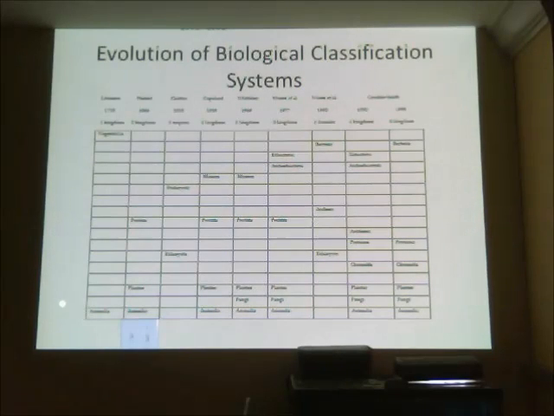But in order to differentiate between the different kinds of creatures, he basically categorized them as either being animal or vegetable. So we have Animalia and Vegetabilia, which are the 2 kingdoms that were in use for well over 100 years.